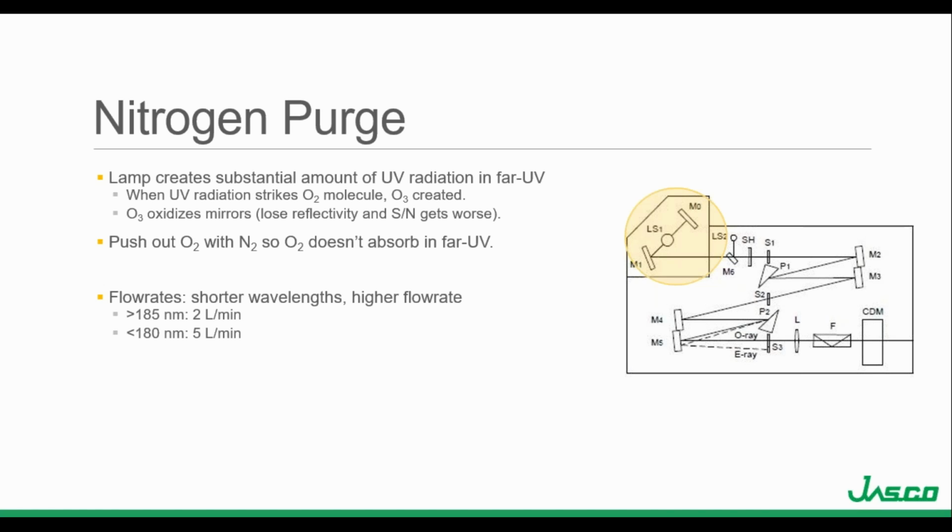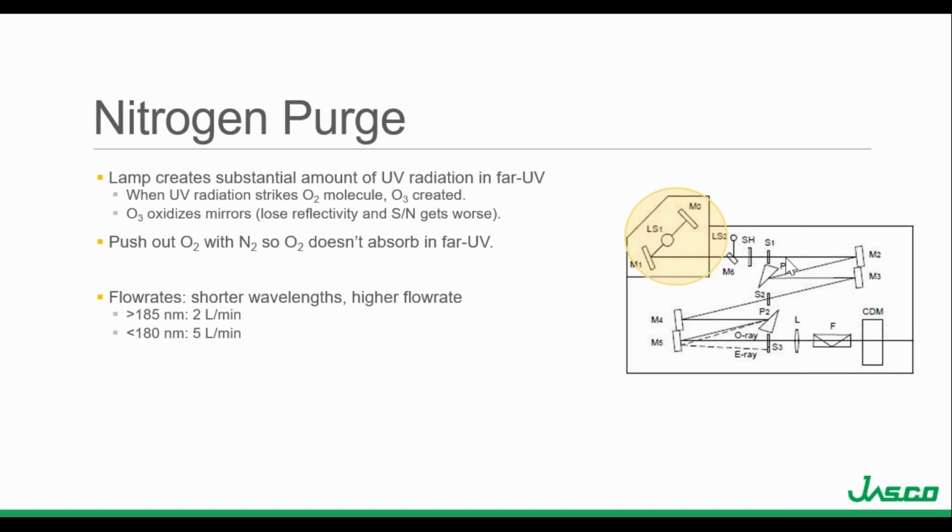The lamp creates a substantial amount of UV radiation in the far UV. When UV radiation strikes an oxygen molecule, it creates ozone, and ozone is going to oxidize the mirrors. So you have 2 mirrors right next to this light source right here that are going to get the brunt of that oxidation, and they're going to lose reflectivity when they're oxidized. So you don't get as much light throughput into the monochromator, and the less light throughput, the more degradation of the signal to noise you get.